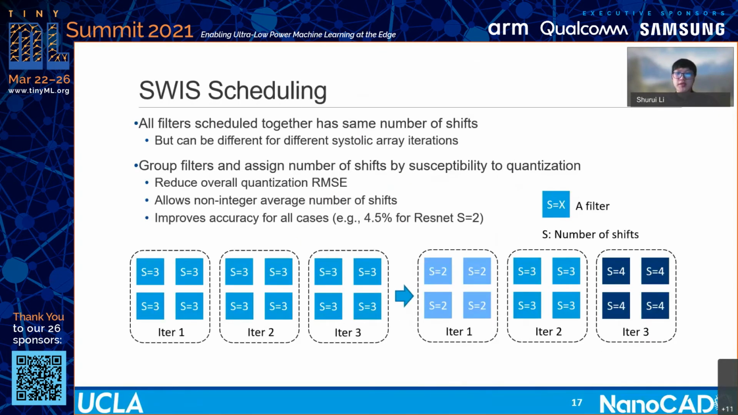And now I want to talk about the SWIS scheduling, which optimizes the weight quantization and scheduling. Filters that are scheduled at the same time need to have the same number of active bits, but the filters not scheduled at the same time can have different numbers of active bits.